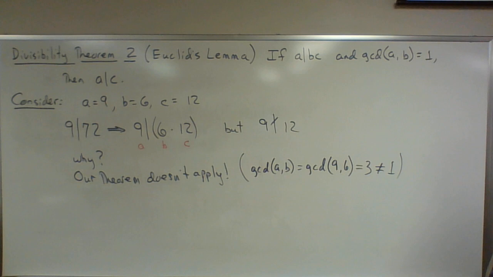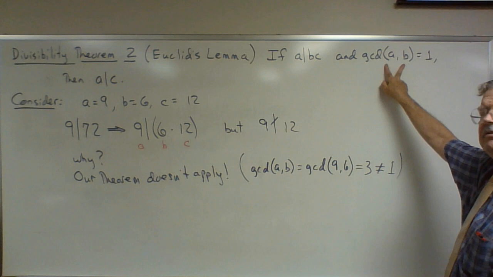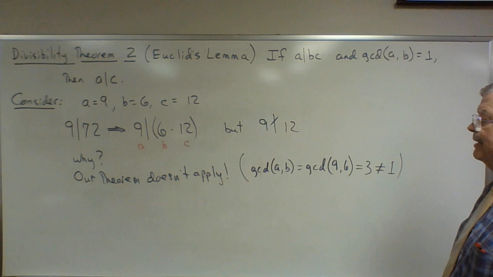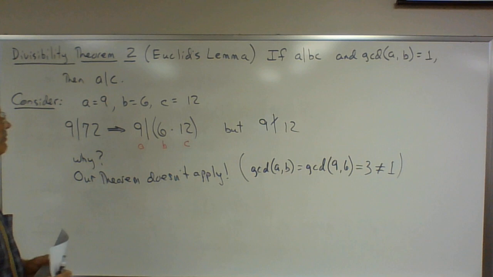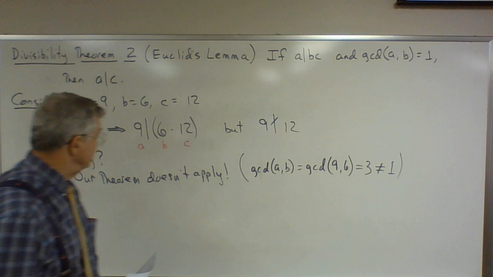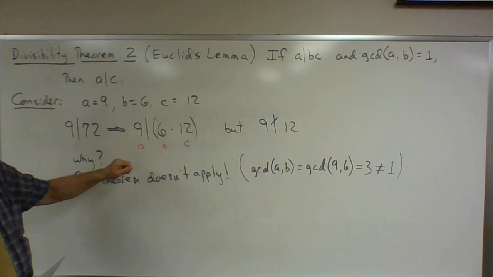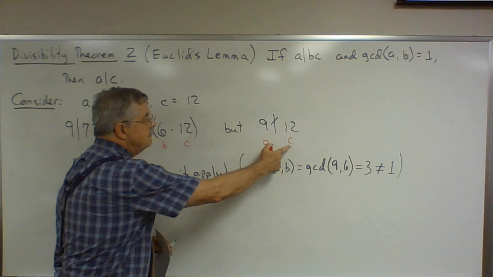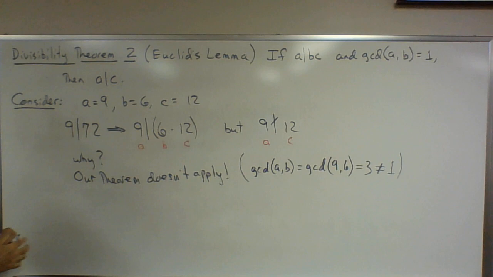Our theorem doesn't apply. Part of our hypothesis is that the greatest common divisor of A and B is 1. Well, the greatest common divisor of A and B here is 3. Our theorem doesn't apply. So as soon as we see the greatest common divisor of A and B is not 1, then it could be the case that A does divide C, or it could be the case that A doesn't divide C, because the theorem doesn't apply. Our hypothesis is not satisfied.